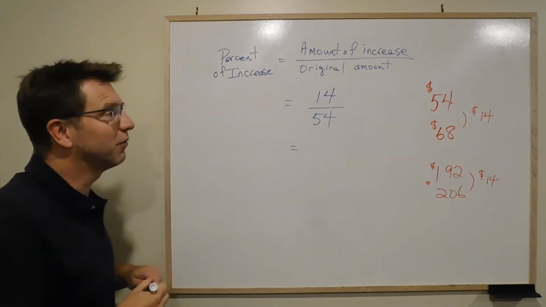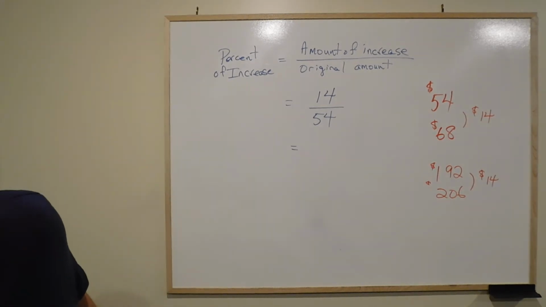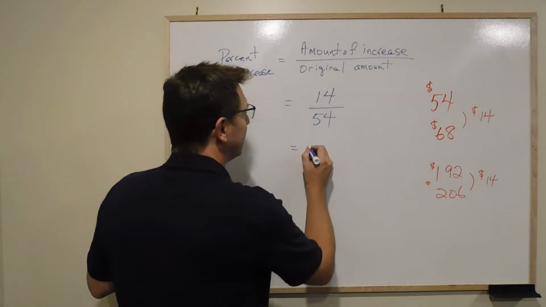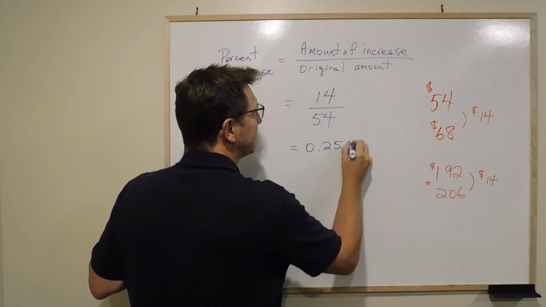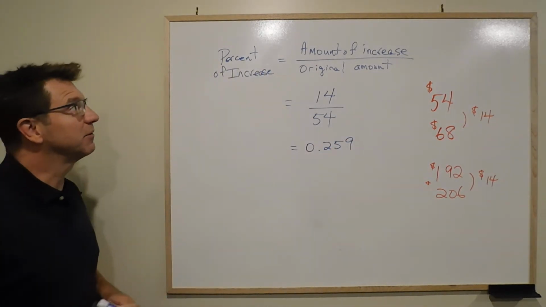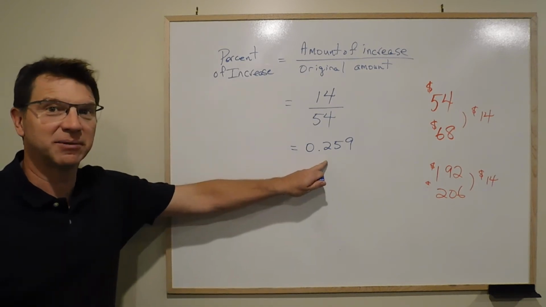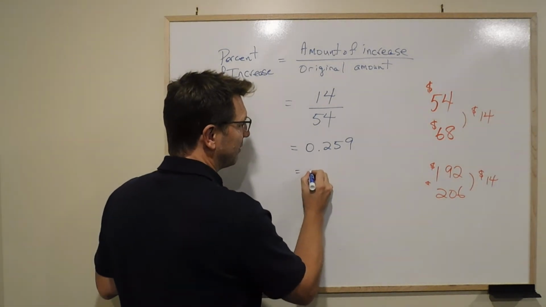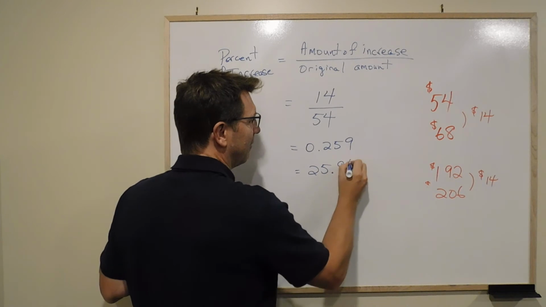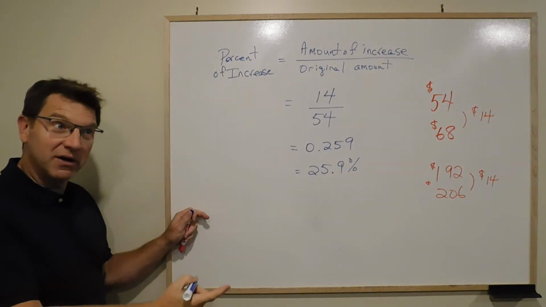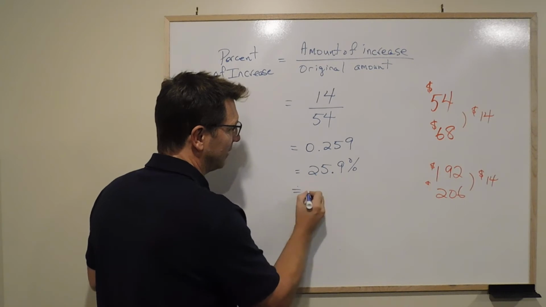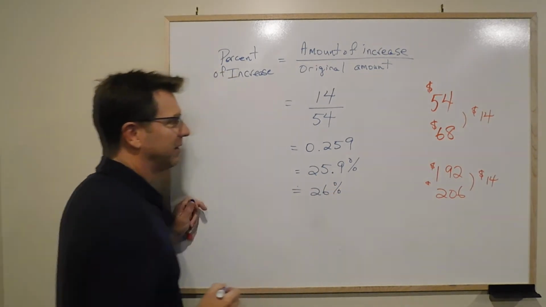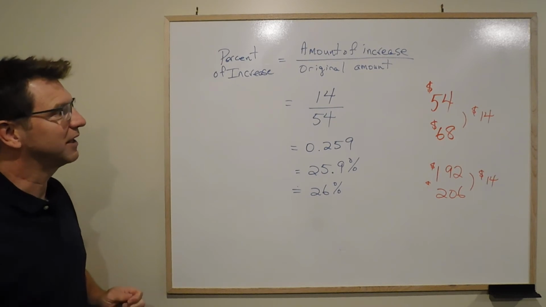So that equals, well, 14 divided by 54, and I'm going to do that quickly on the calculator here, so bear with me. That's 0.259. And well, we say what's the percent of increase, but that sure looks like a decimal. But remember, to get decimal into percent, we multiply by 100. And if I multiply by 100, that's 25.9%. Or if we round it off, it would be approximately 26%. Okay? That's the increase, okay, as a percentage.